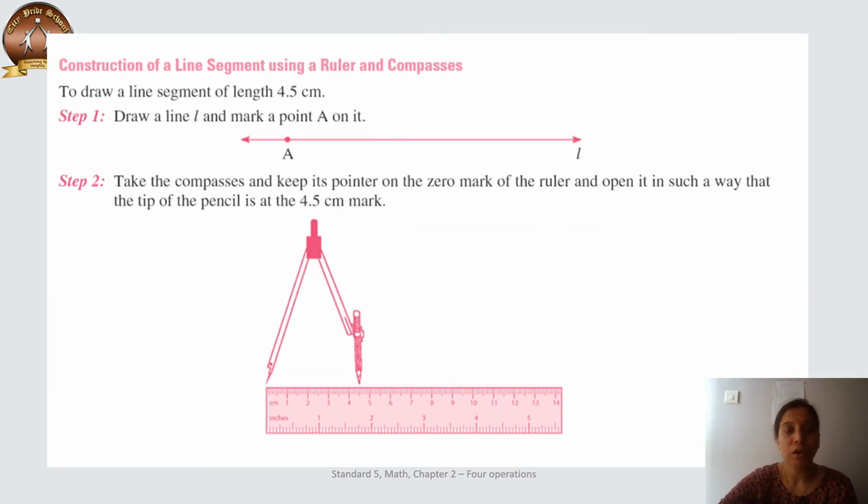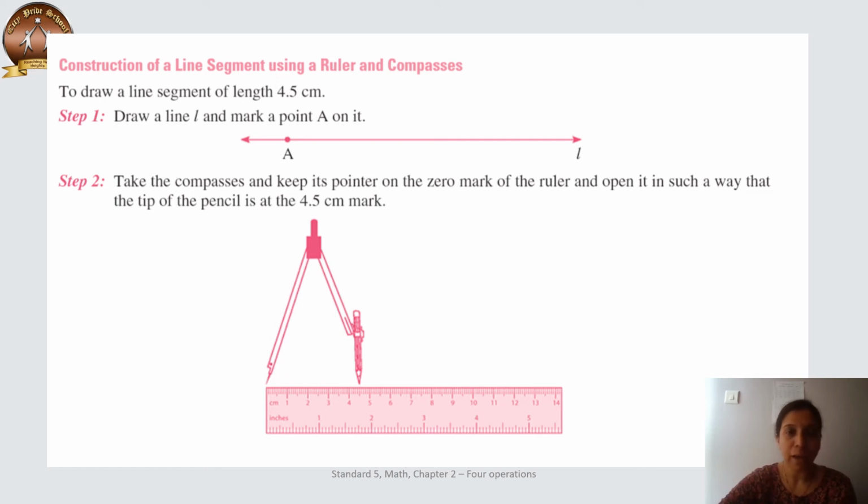How to draw a line segment using a ruler and a compass? Similarly, we have to draw a line L and we have to mark point A on it. Here we are drawing a line segment of 4.5 centimeter. Place the ruler on a page, take the compass and keep its pointer on the 0 mark of the ruler and open it in such a way that the tip of the pencil is at the 4.5 centimeter mark.